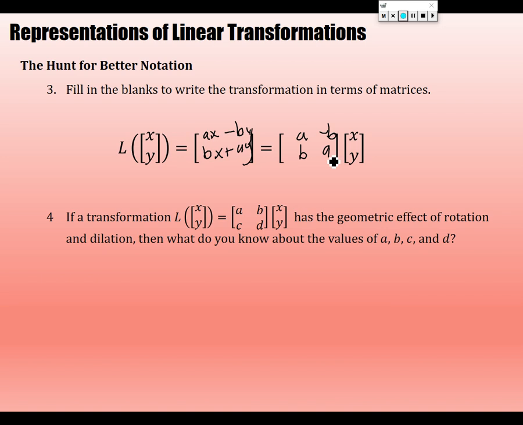So for the matrix, could you have an a, negative b, and a b, or does it specifically have to be b, a on the bottom? Why do you have to have bx plus ay? I was just wondering, instead of ax plus by. I mean ay plus bx.